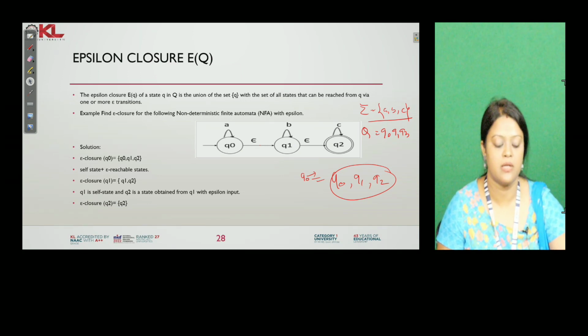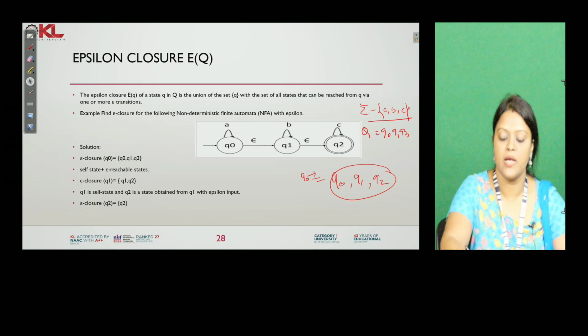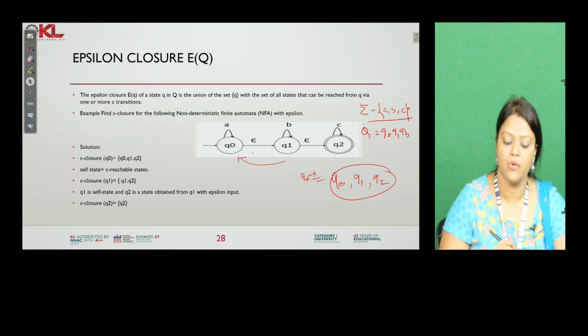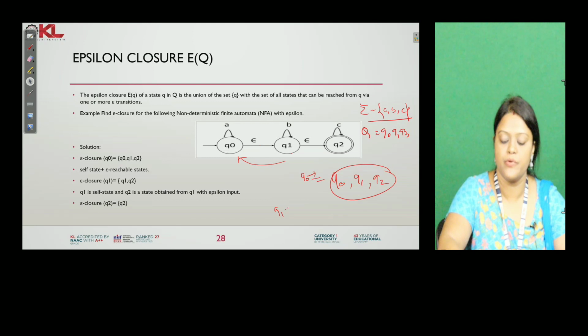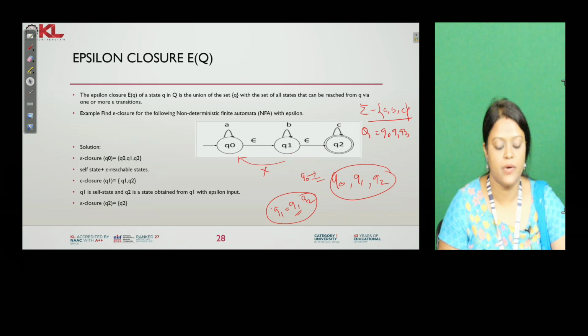Now if we consider Q1, we can't move from Q1 to Q0 because there is no arrow, but from Q1 we can move to its own state and to Q2. So these are the epsilon closure of Q1. Now the epsilon closure of Q2 is Q2.